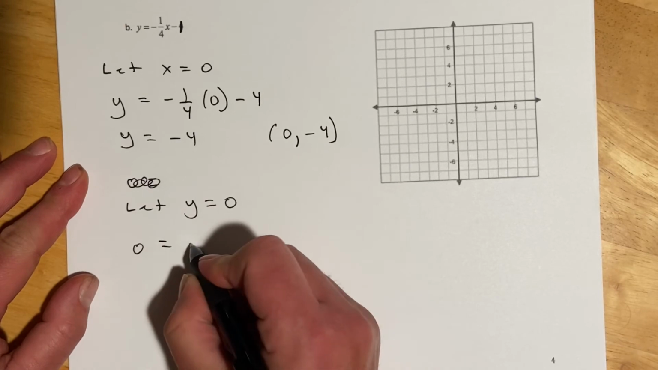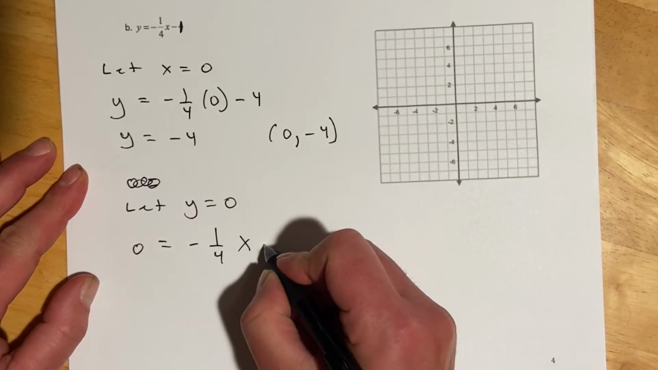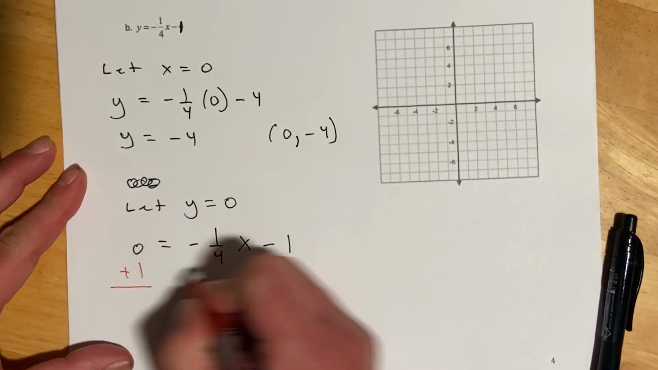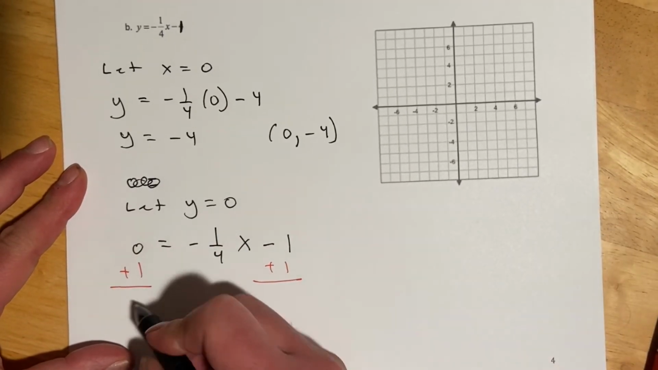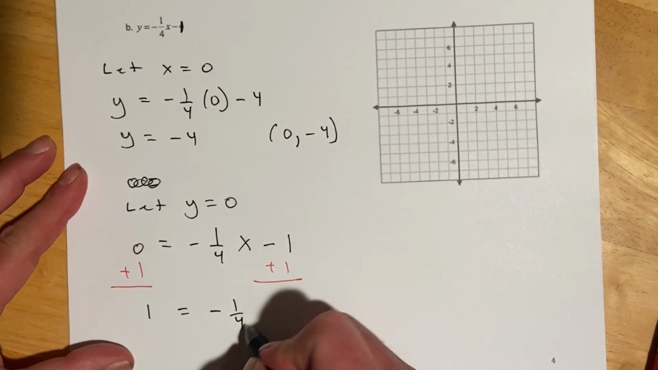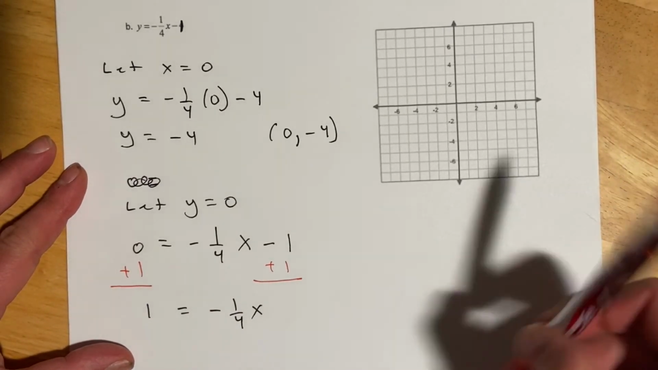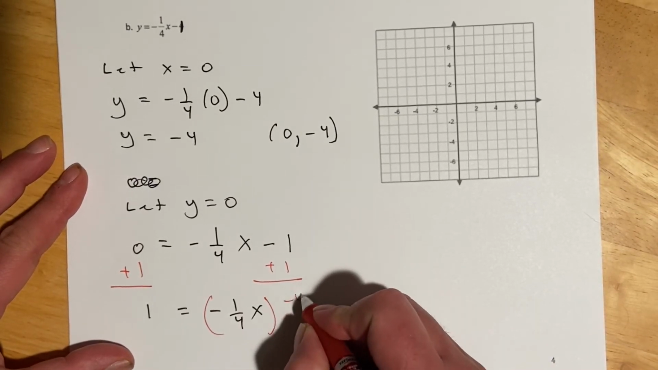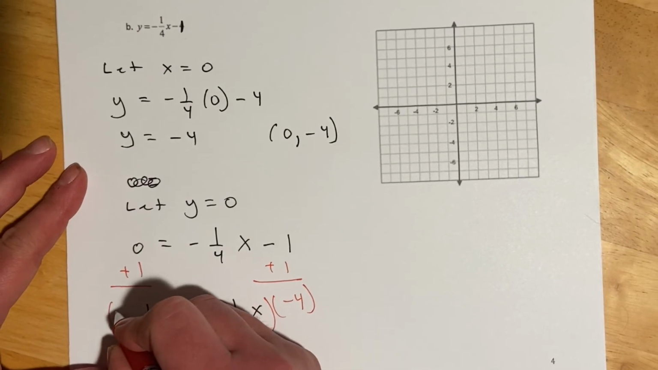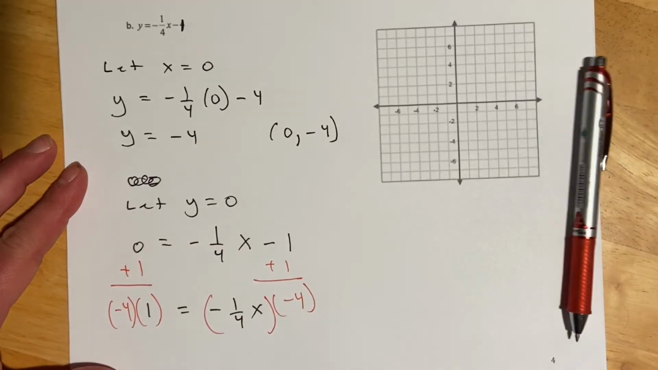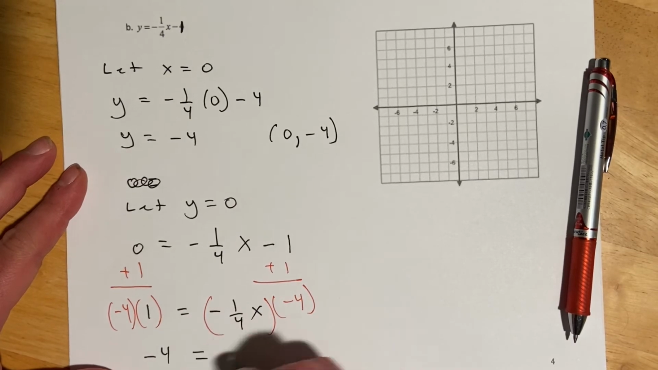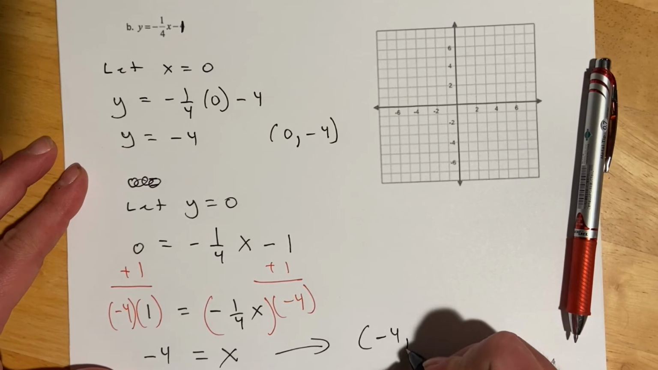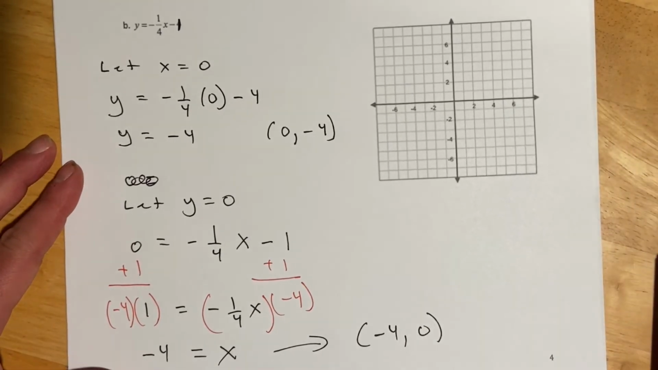So 0 equals negative 1/4 x minus 1. So now I'll go ahead and I'll add this 1 to both sides. And that will give me 1 equals negative 1/4 x. And then let's multiply both sides by negative 4 to kill off this fraction. So that gets me negative 4 equals, that all cancels, x. So as an ordered pair, that would be negative 4 and 0.